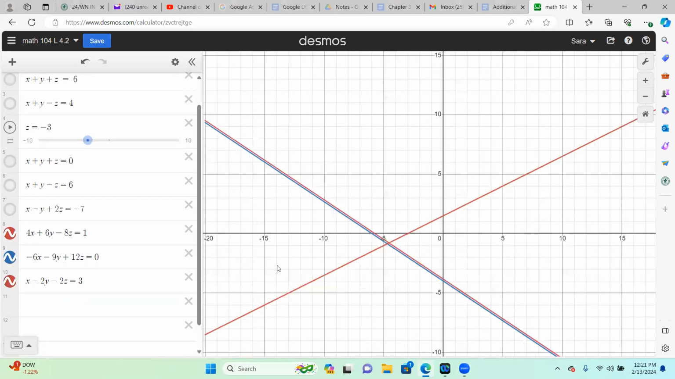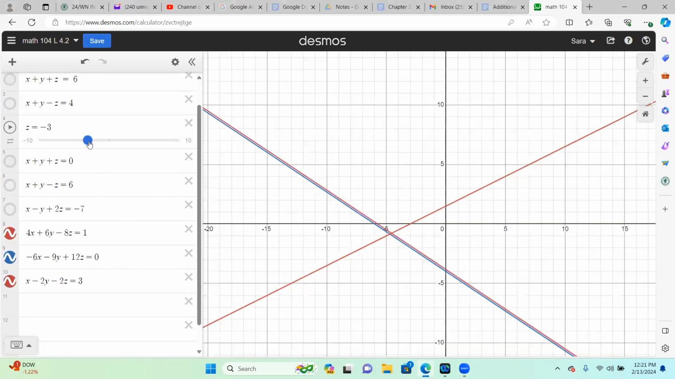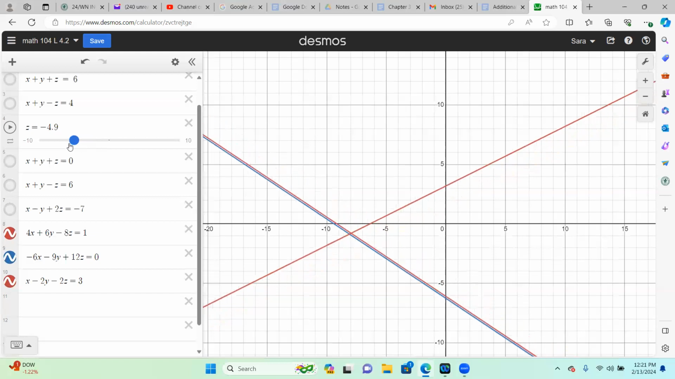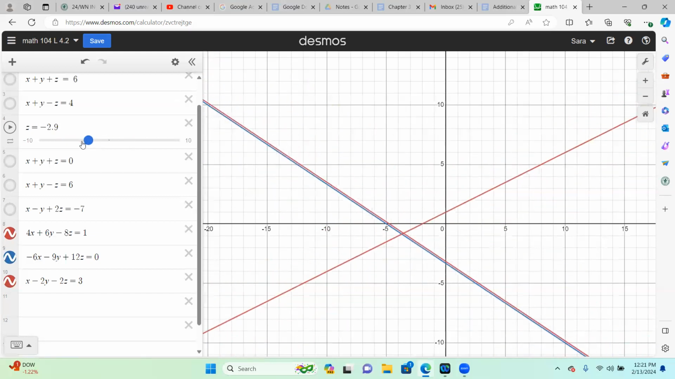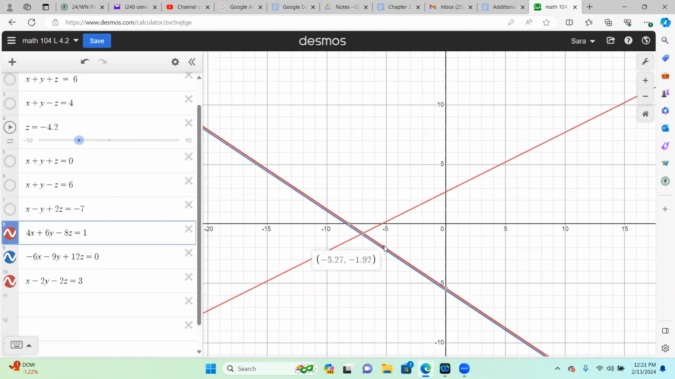So I think what happens is I move the slider and I can never get them all to equal. And it's because these two lines are parallel. It looks like row 1 and row 2 are parallel to each other by 1.5. And so they're inconsistent.